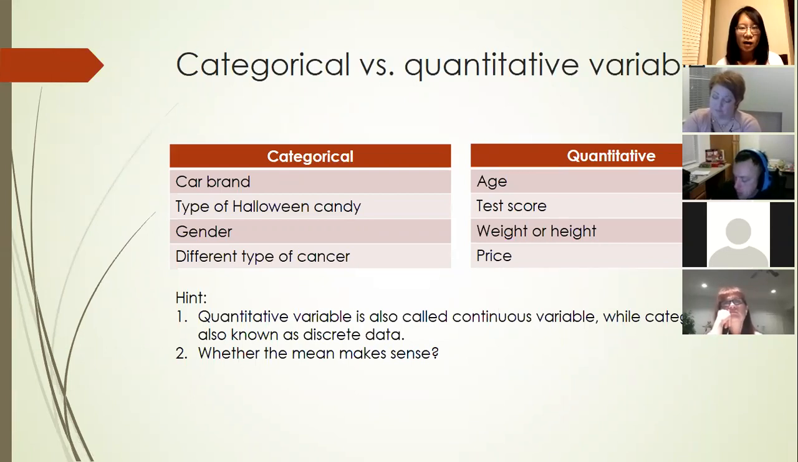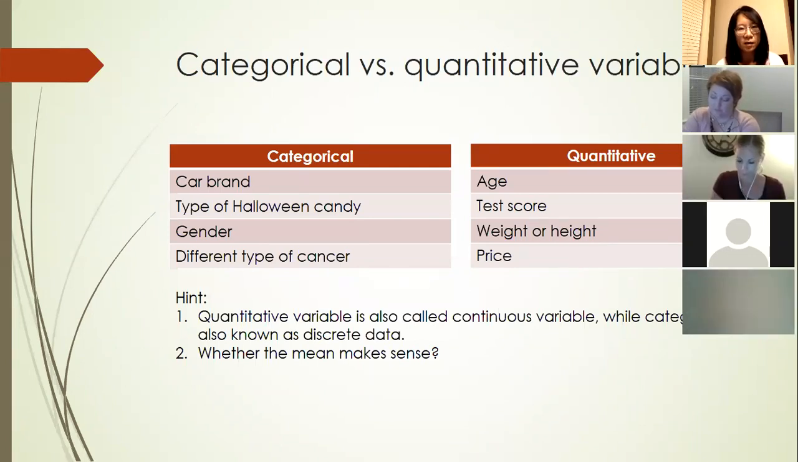For example, car brand. Each car brand is distinctive and can be distinguished from the others. The type of Halloween candy, gender, female and male, they are individual categories, and all the different kinds of disease. Those types are usually considered categorical.